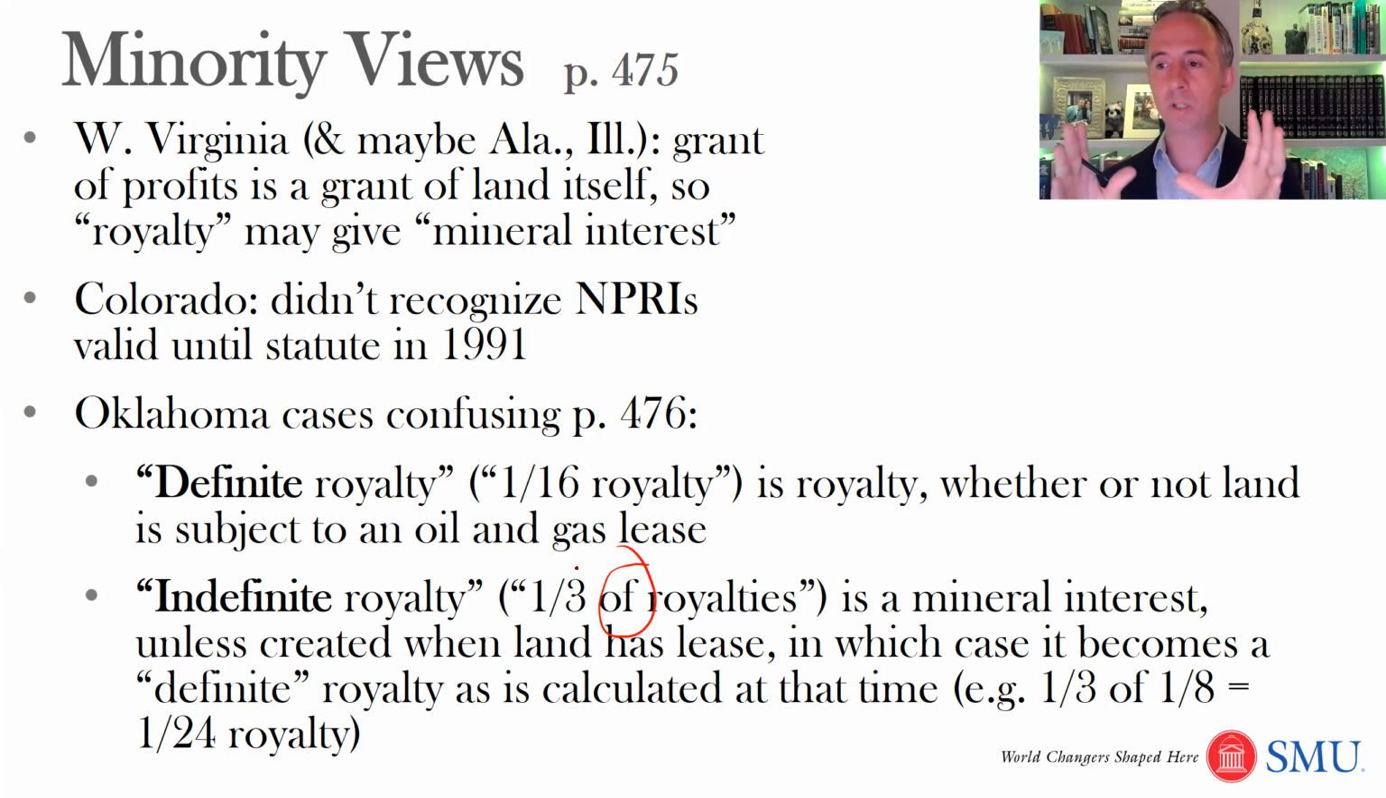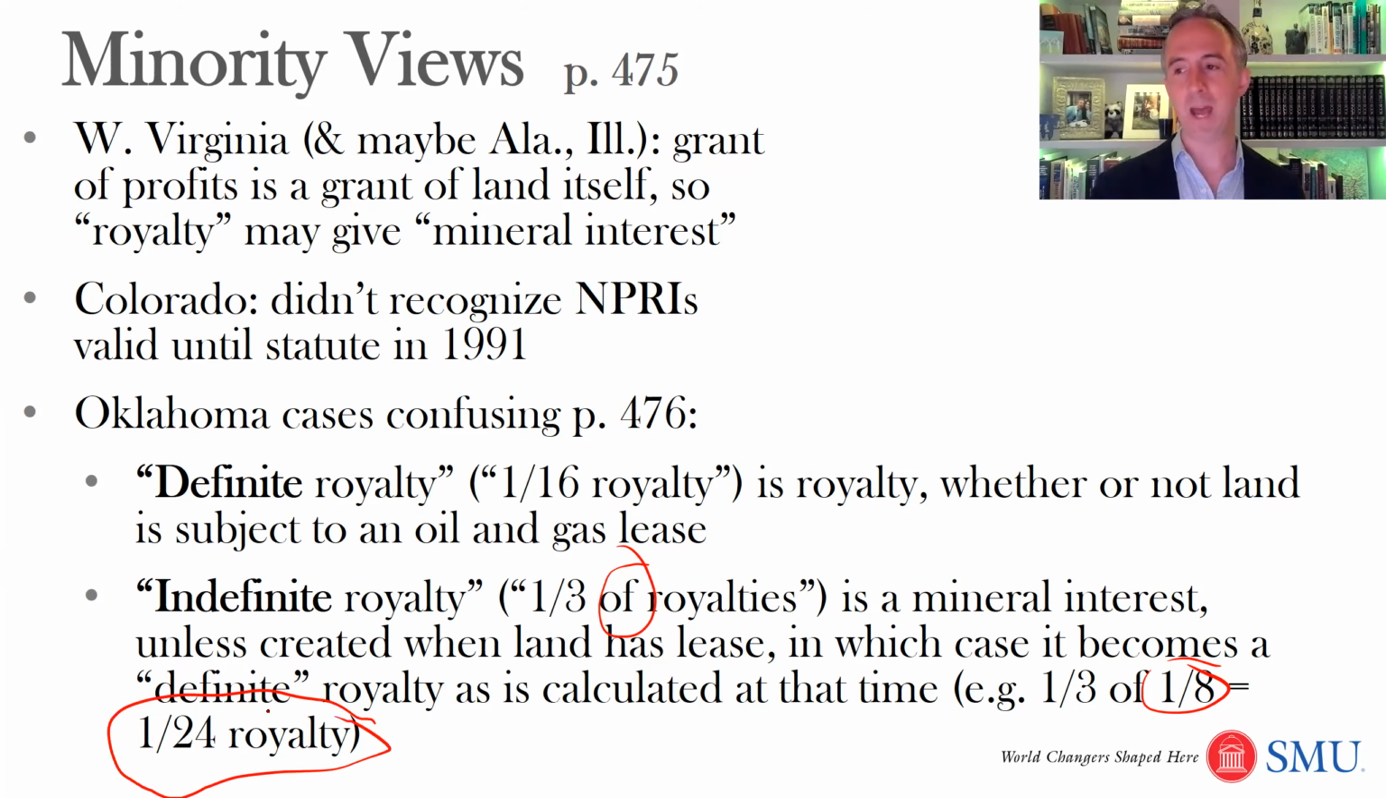If you had a 1/3 mineral interest, you would get 1/3 of the royalties. And so they say it's just a mineral interest unless that NPRI, that non-participating royalty interest, was created when the land was already leased. And then they say, oh, well, look, if there was a 1/8 royalty under an existing lease and you granted to somebody, oh, you get 1/3 of the royalties on that land, then we know, oh, basically what you meant was a 1/24th royalty. Why you didn't say that, I don't know. But that's the way Oklahoma looks at it, which is a little bit confusing. As we'll see, it can be confusing enough just in Texas.